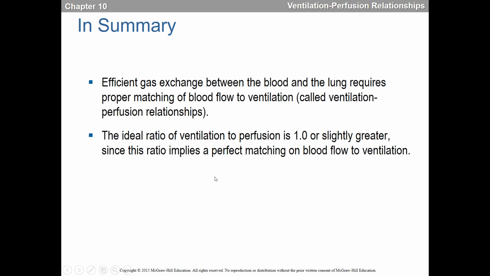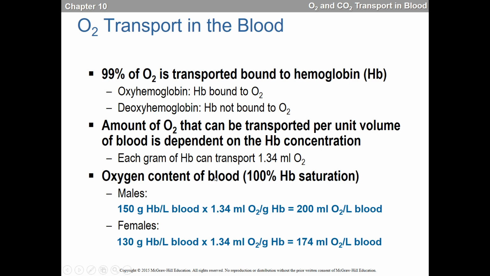So 1 or slightly greater, I just want you to know about the 1 right there. All right, so regarding O2 transport in the blood, in lab we've actually been able to measure this a couple of times with something called a pulse oximeter. Essentially, it's sending infrared light through your finger to see how much oxygen is actually on hemoglobin.